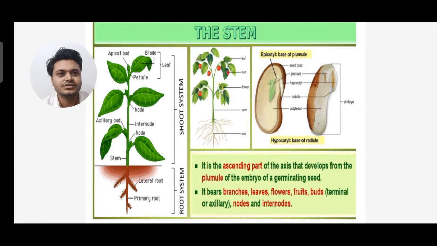So in the structure, you can see the leaf, fruits, flowers, stem, roots are given in a plant diagram.